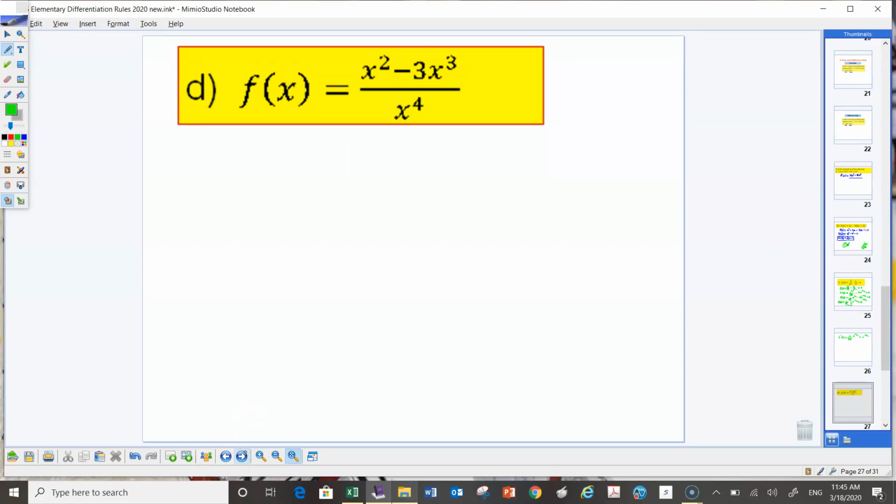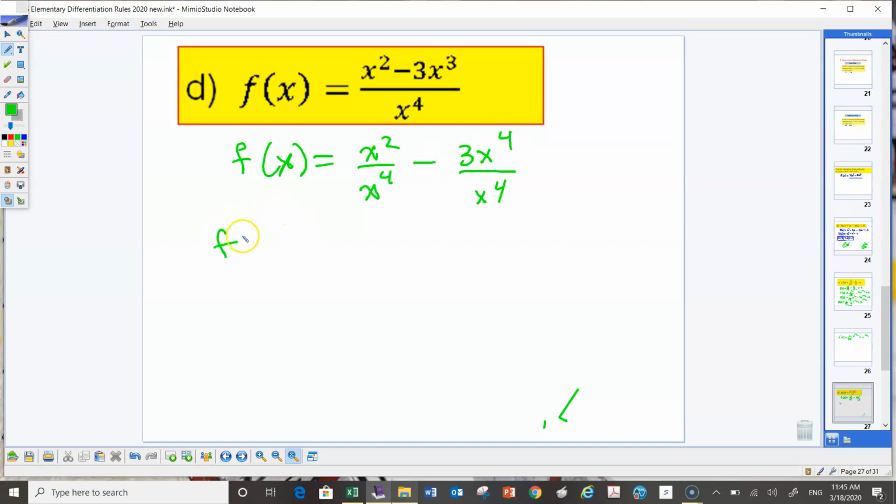In this next example, you notice we have two terms in the numerator divided by one term in the denominator. So the first thing we need to do is get this in a derivative-friendly form. So I'm going to divide each term in the numerator by the term that's in the denominator. So we're going to split this up as follows.